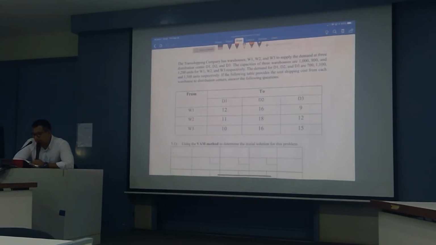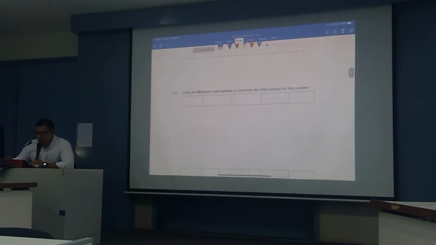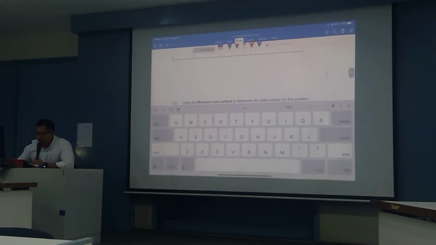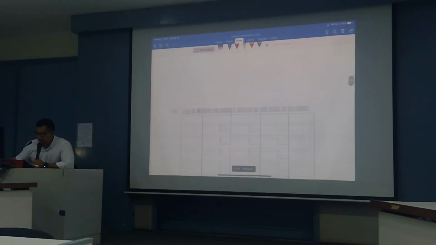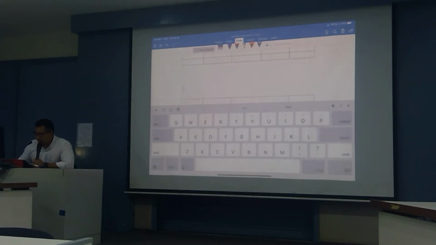Question 1, using the WAM method to determine the initial solution. Question 2, using the minimum cost method. And question 3, based on WAM, using the stepping stone method to find the solution. Okay, something like that.